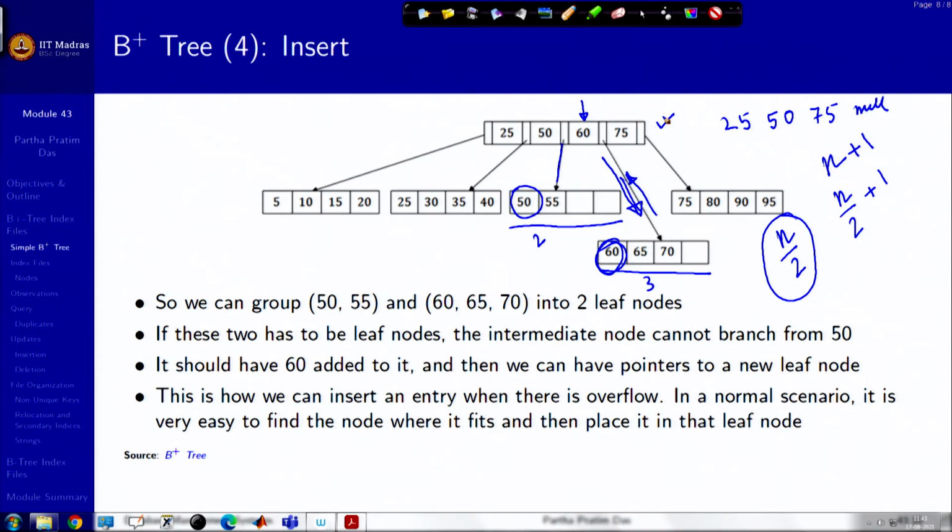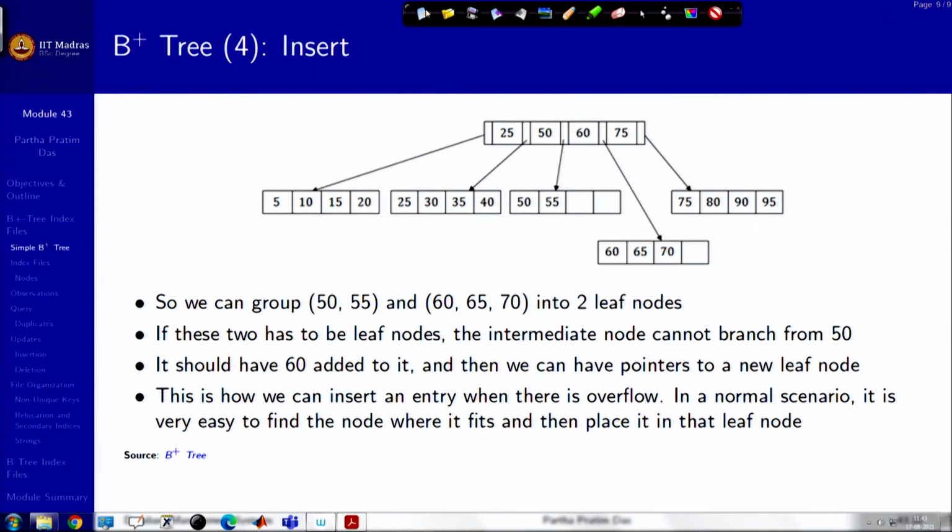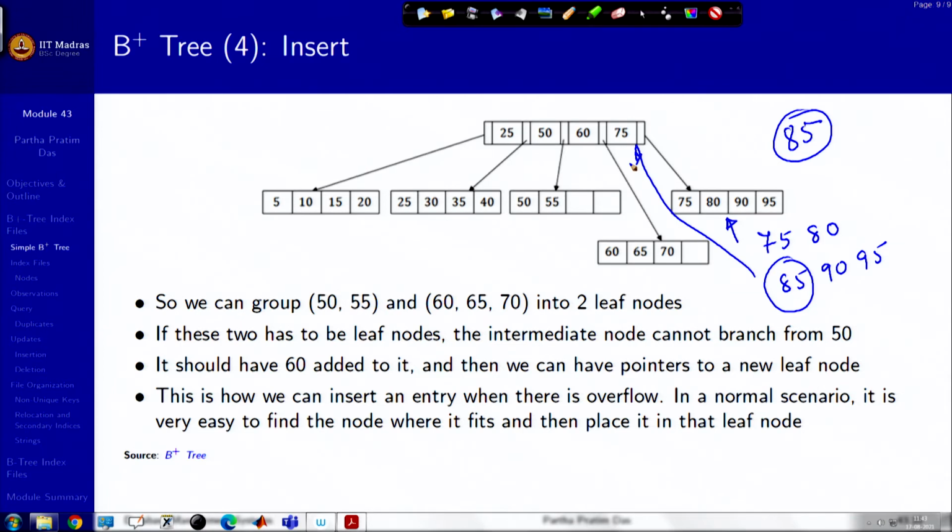If I need to insert something which will mean a split, for example, if I am trying to insert 85, then 85 has to go here between these. This has to now split as 75, 80 and 85, 90, 95. So, 85 has to go into the root node after 75, but there is no space for that. So, this has to split again as 25, 50 and as 60, 75, 85.